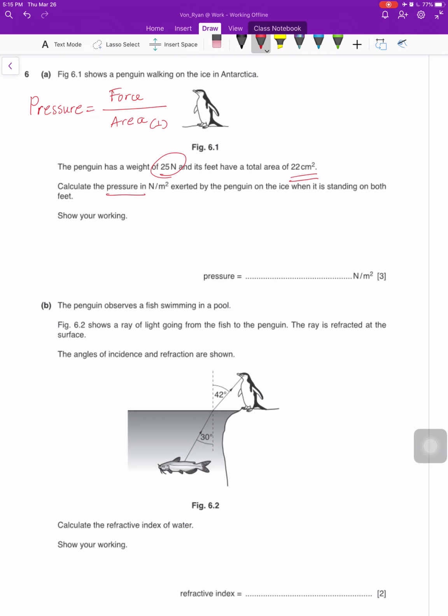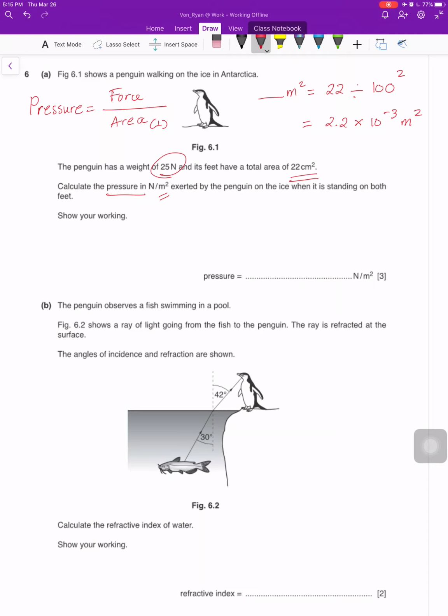Now you have to remember that it's in centimeters squared. We're going to ask for the pressure in Newton per meter squared. So we need to convert 22 centimeters squared to meter squared. So if we want to get the area in meters squared, we have to divide 22 by 100 squared, and we should get 2.2 times 10 to the minus 3 meters squared.